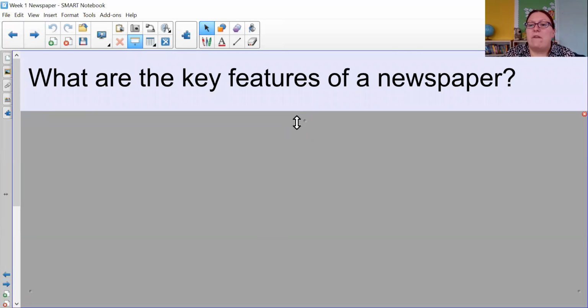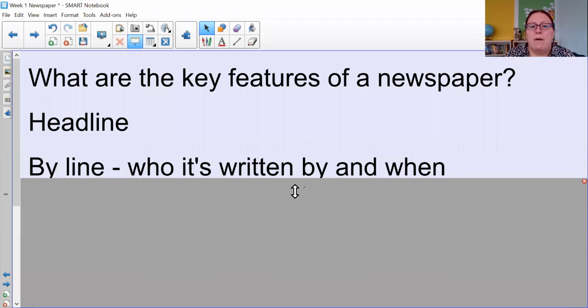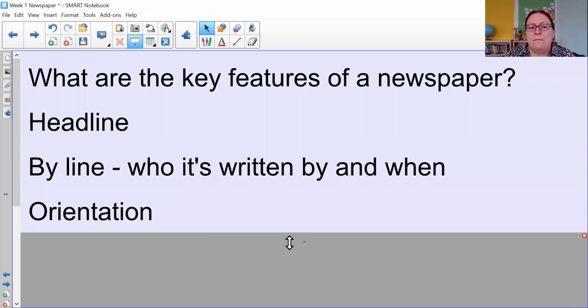So what are the key features of a newspaper? So we have the headline, the title, the bit at the top of the newspaper. The byline, this is who it is written by and when. It will often have the name and the date next to it. The orientation, which I've already spoken about.